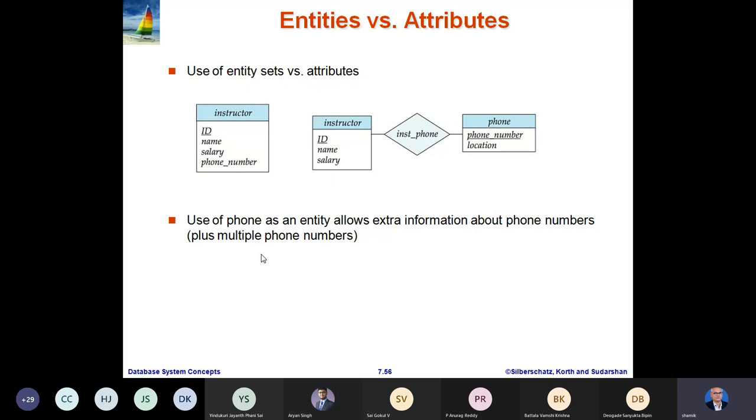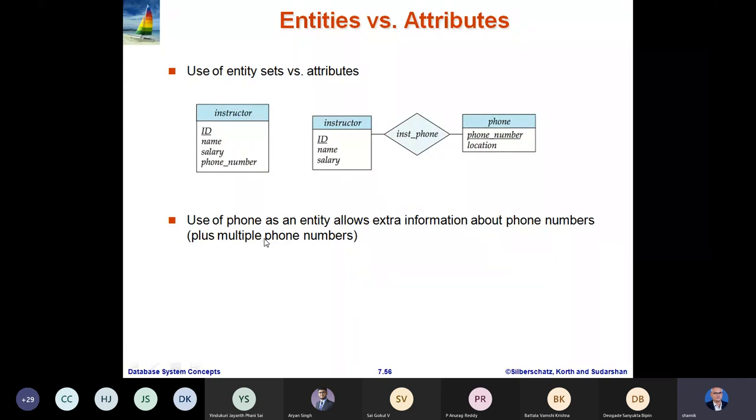Because it is many to many, when you get the schema out of it, you will have inst phone as a separate table, with ID and phone number as its two columns, and ID and phone number together forming the primary key. And then you can keep multiple phone numbers for one instructor. Of course, if it was one to many, with that table out of phone number, you could also keep the ID.